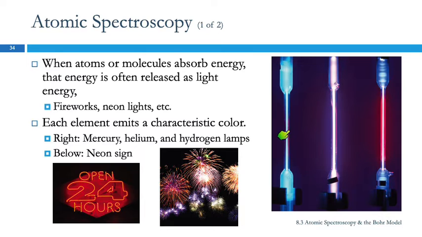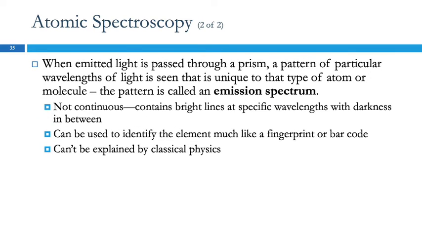So if we take light from an excited element like this and pass it through a prism, we don't see a whole rainbow like we do with sunlight. We see some lines, and the lines have different colors, but it's not a continuous spectrum. It's called an emission spectrum because this is light that's emitted from these elements.